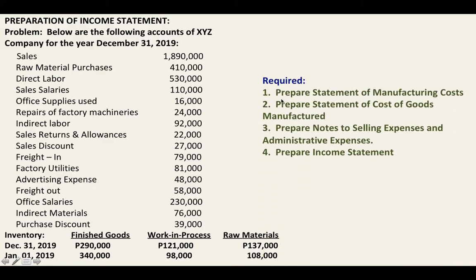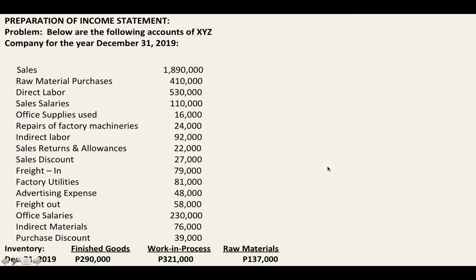Here, class, it says prepare statement of manufacturing cost. So you are asked to prepare a statement of manufacturing cost. Okay, like what we have just discussed in the previous lecture. And then prepare a statement of cost of goods manufactured. And then here it says prepare notes to selling and administrative expenses. Then after that, you will prepare income statement. Okay, let us do this. So this is our problem.